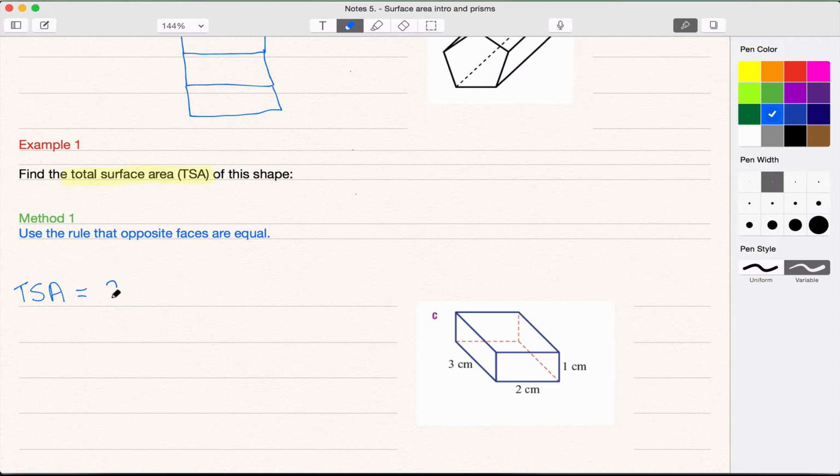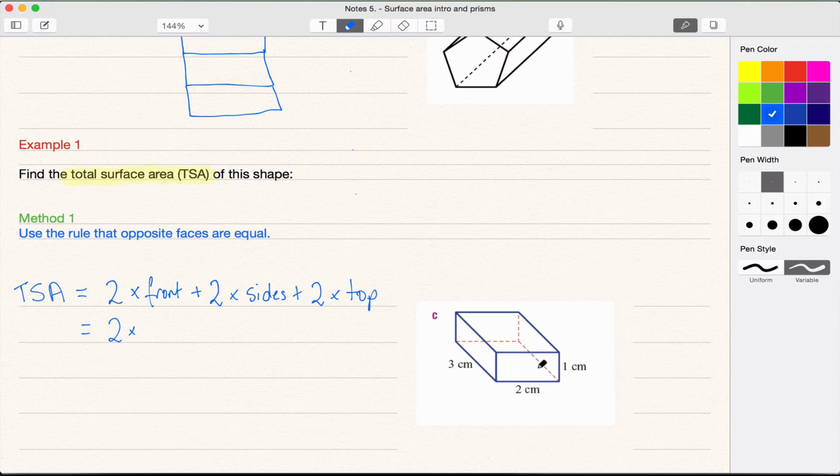We need to start with TSA to show we're trying to find total surface area. Equals 2 times the front. So 2 times this side. Plus 2 times the sides, these sides, plus 2 times the top. So it would be the top and the bottom.